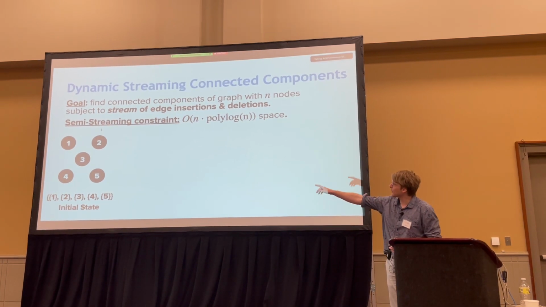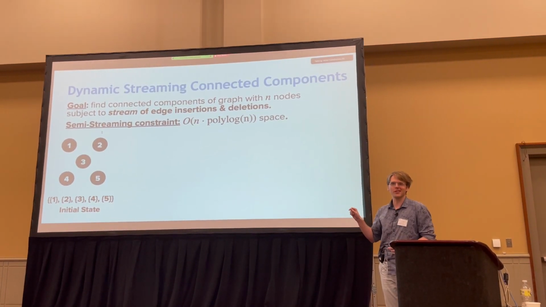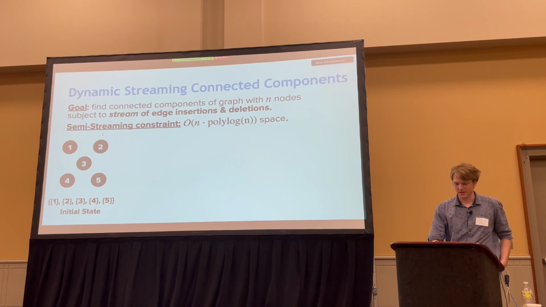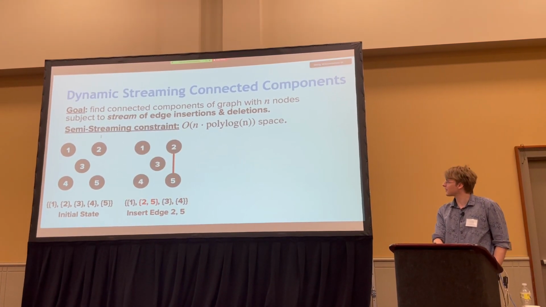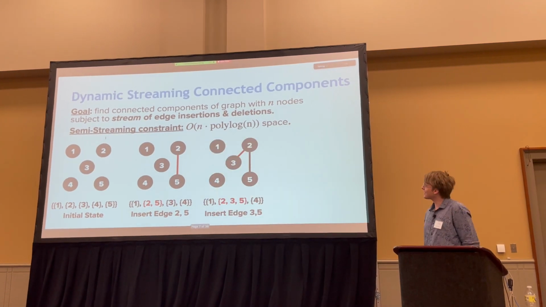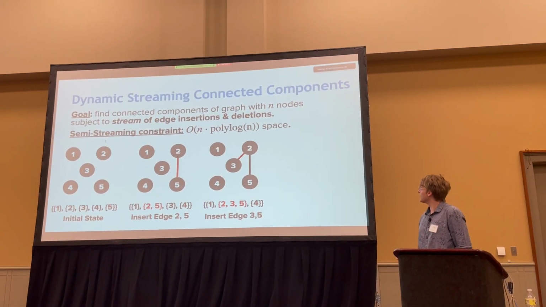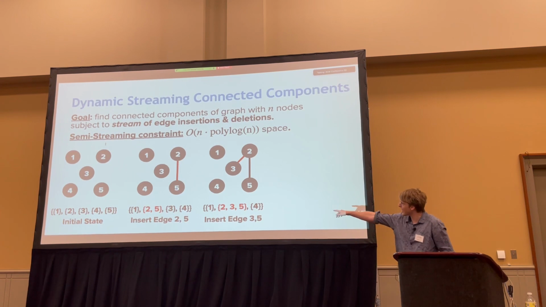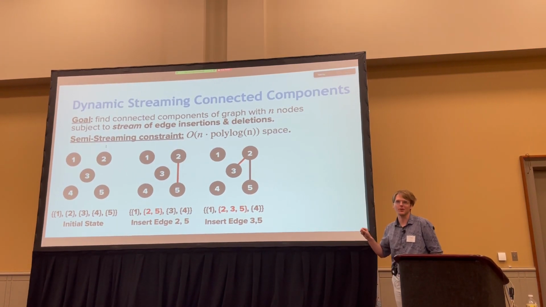So I've got an example here where we start off with a toy graph. It's just 5 nodes, and it has no edges to start. And then our input stream could tell us, for instance, let's insert an edge between nodes 2 and 5. So we add that to our little picture. Maybe next, it tells us to insert an edge between nodes 2 and 3. And notice how we're keeping track in the bottom here of the connected components as we go, right?